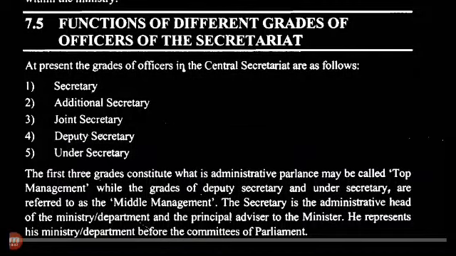Functions of different grades of officers of the Secretariat. At present, the grades of officers in the Central Secretariat are as follows. Number 1, Secretary. Number 2, Additional Secretary. Number 3, Joint Secretary. 4th, Deputy Secretary. 5th, Under Secretary. The first 3 grades constitute what in administrative parlance may be called top management, while the grades of Deputy Secretary and Under Secretary are referred to as middle management.